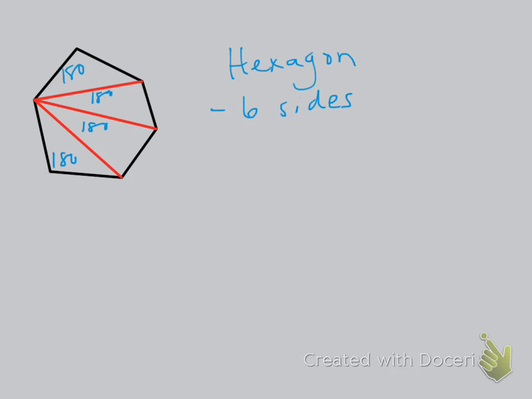So I'm coming out of the same vertex to create my diagonals and to create my triangles. Okay, so now I have 6 sides. How many triangles? 4 triangles. And so with that being said, using that idea, how many degrees is my sum? We have 4 times 180, so that's going to equal 720 degrees.